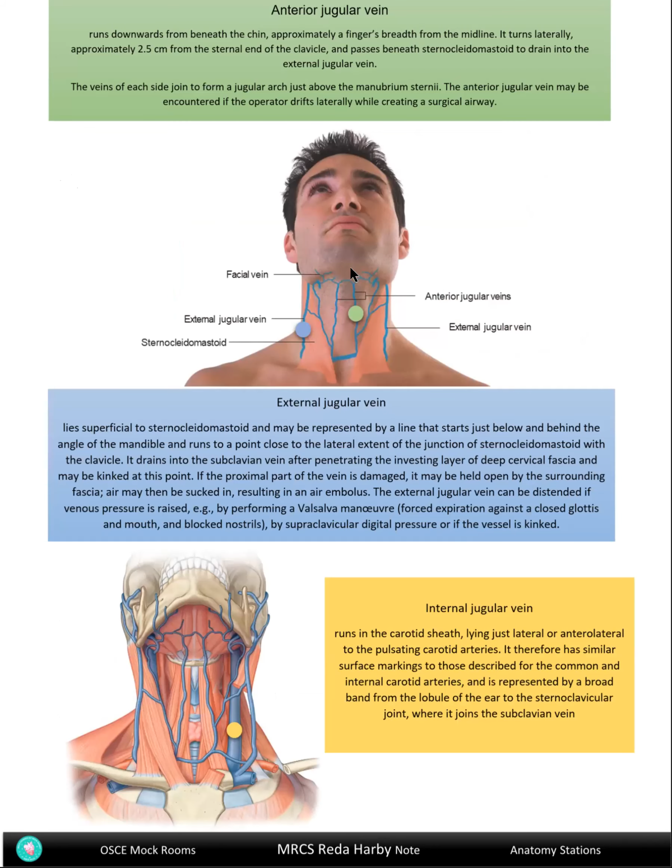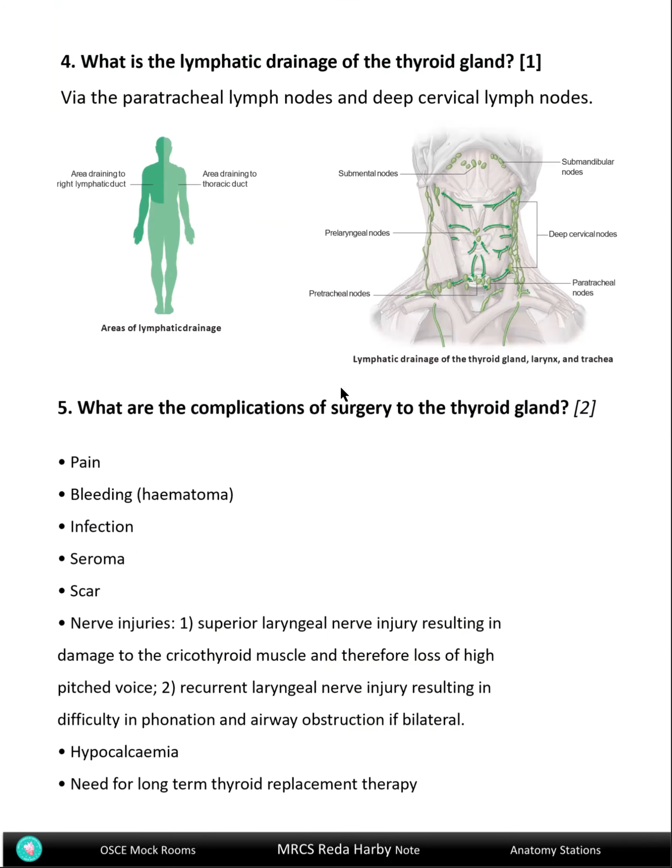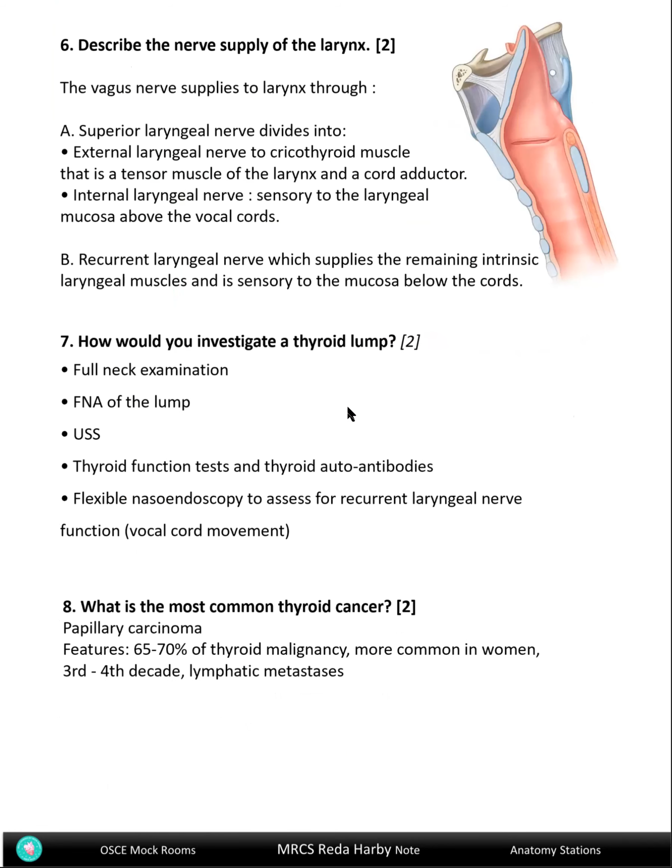The superior laryngeal nerve provides sensation above the vocal cords, above the glottis, and it supplies the cricothyroid muscle. The recurrent laryngeal nerve supplies all the other intrinsic muscles of the larynx, and it gives the sensory supply below the vocal cords.